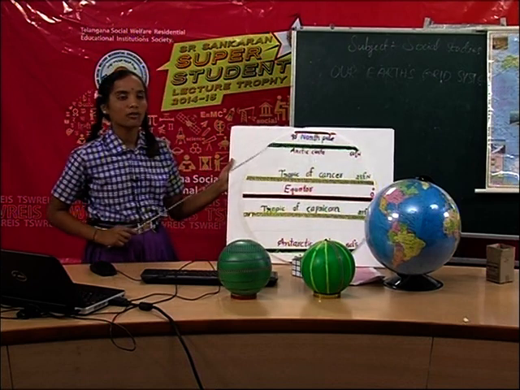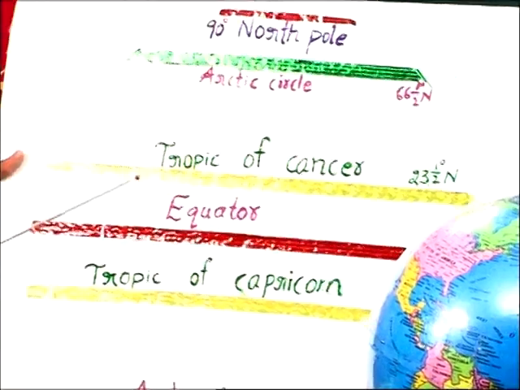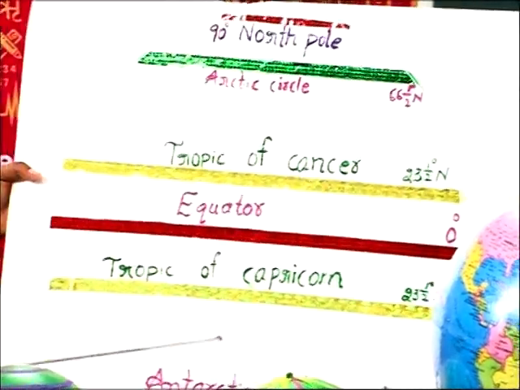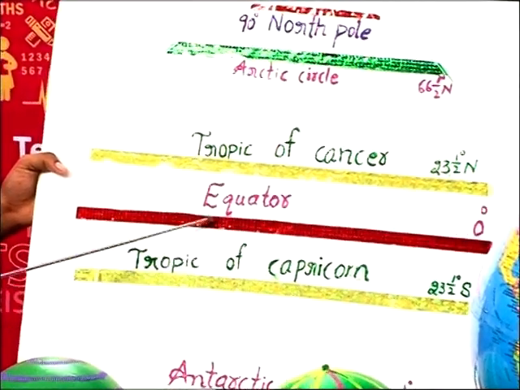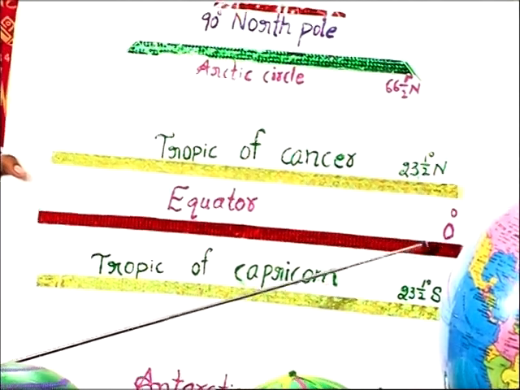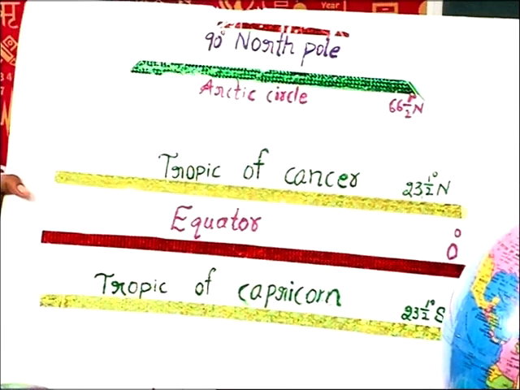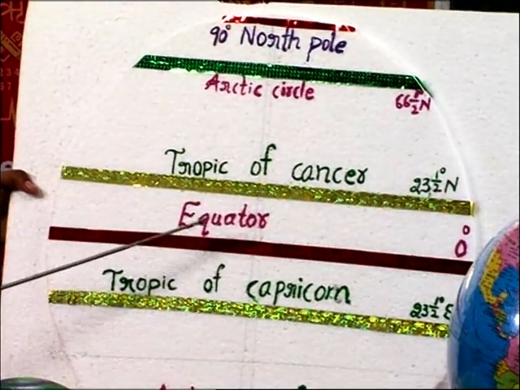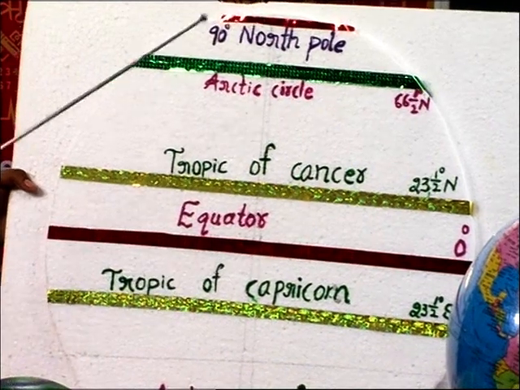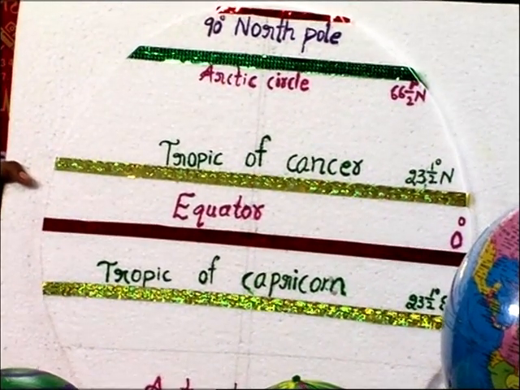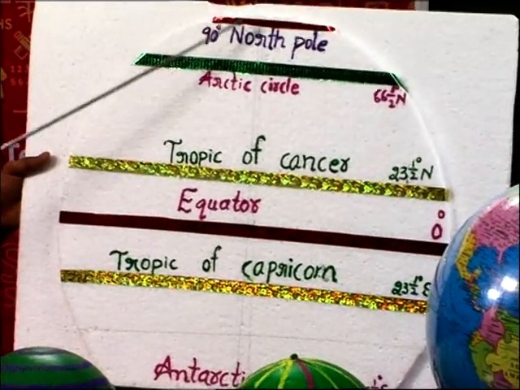Friends, all of you look at this sheet. Here these are the special names of the latitudes. This is the latitude which goes exactly in the middle of the earth at equal distance from North Pole and South Pole. This is called the 0 degree latitude equator, and it divides the earth into two equal halves, northern hemisphere and southern hemisphere. First let us know the special names in the northern hemisphere.